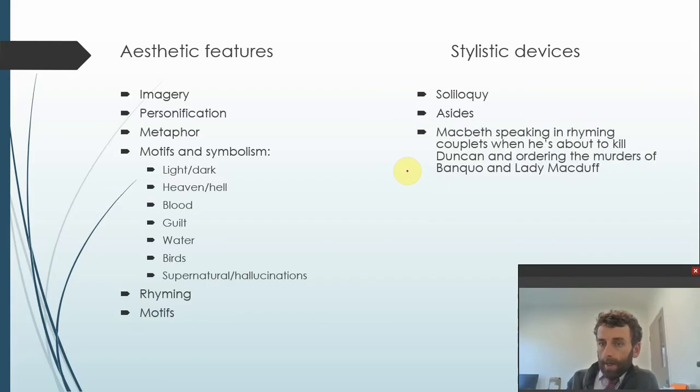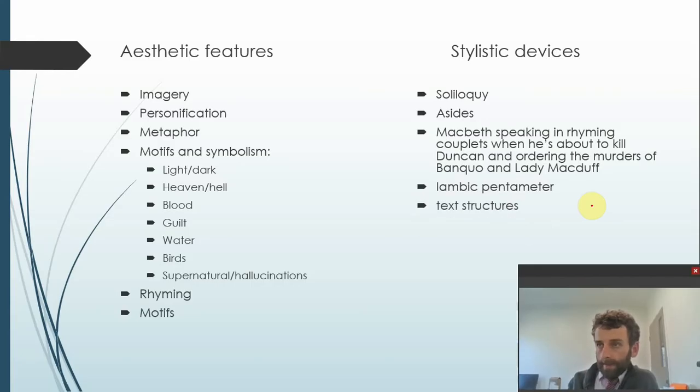Okay, so have a look at the soliloquies in the play, or the asides, soliloquies or asides. Macbeth speaking in rhyming couplets when he's about to kill Duncan and ordering the murder of Banquo and Lady Macduff. So that's an aesthetic feature, rhyming couplets, but it's also stylistic. It's the way in which the play is put together. Iambic pentameter, the text structure.